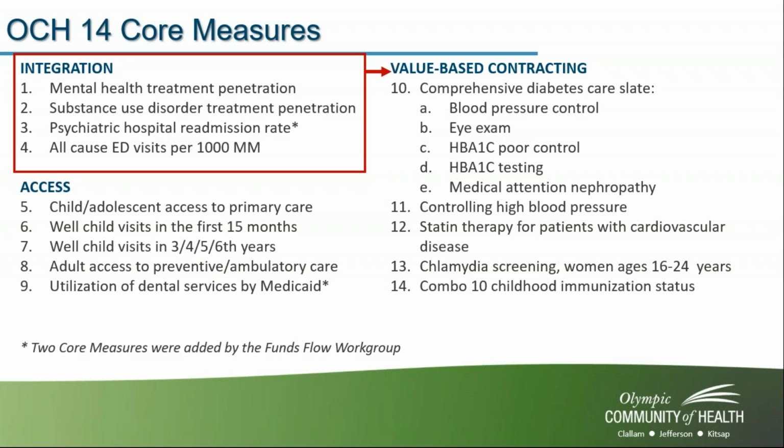On the right side, the value-based contracting measures are what's referred to as the comprehensive diabetes slate, which includes 5 measures, controlling high blood pressure, statin therapy for patients with cardiovascular disease, chlamydia screening among young women, and the early combination 10 childhood immunization status for vaccination.